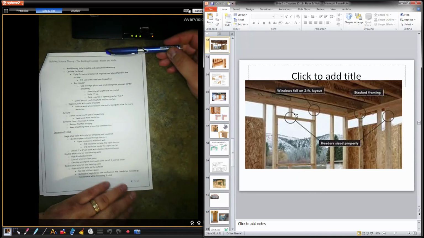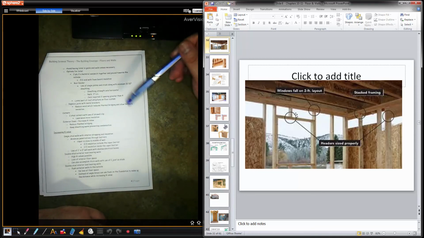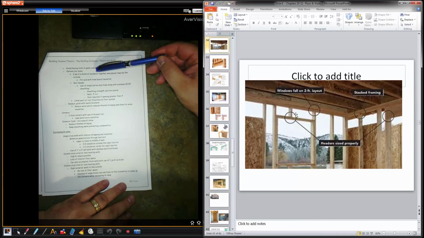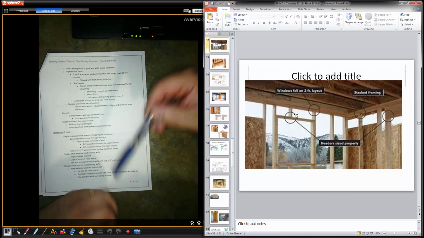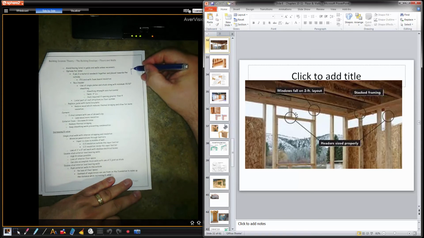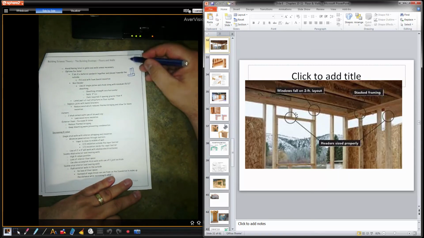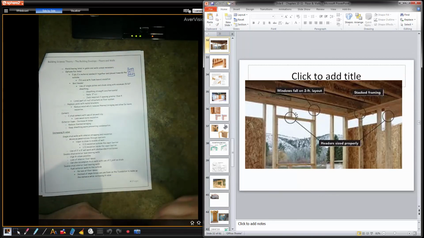Avoid having lintels in gable end walls unless necessary. We just looked at that. Options for lintels: 2-ply, 2-by materials sandwiched together and placed towards the outside. That's exactly what we do. Two lintels sandwiched together, placed towards the outside, which then allows for insulation after. Another option is a box header.